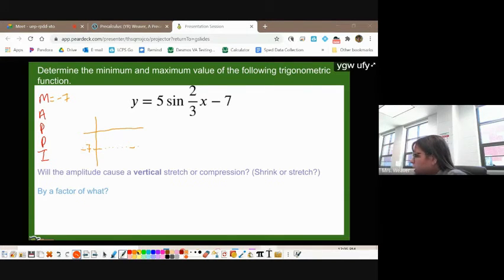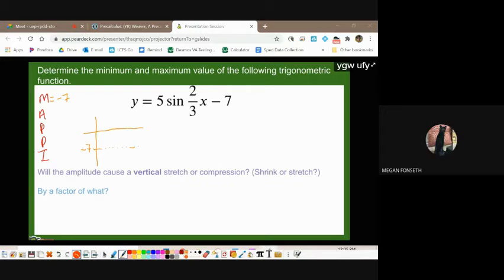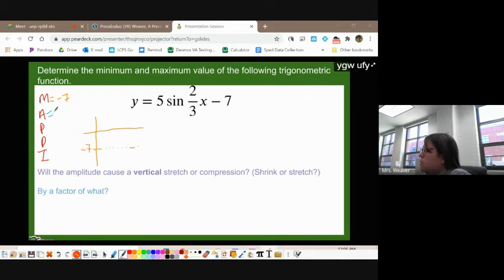What's the amplitude, Megan? 5. So from the midline, we'll go up 5 to -2, which will be our maximum, and down 5 to -12, which will be our minimum. So our minimum is -12, and our maximum is -2. It always feels a little funny to me to have the maximum be negative, but it is here. Questions on finding the minimum and maximum there?